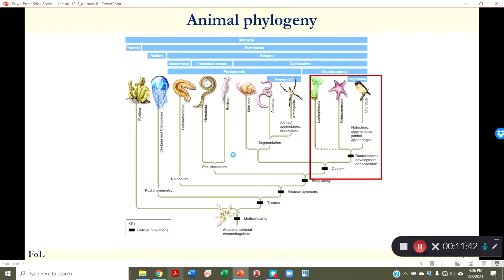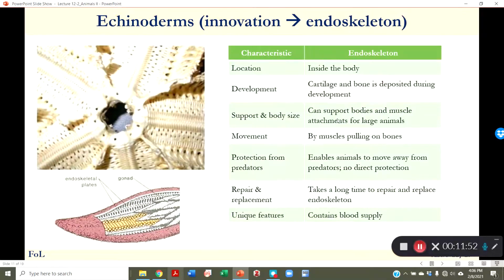Okay, so now we get into the next group, which is our tunicates. Oh, I'm sorry, before we get to tunicates, echinoderms, like sea stars. That's when we first start seeing a skeleton on the inside, or an endoskeleton. These develop when cartilage and bone is deposited just during development. And what happens with internal skeletons is that they can support much larger bodies and more powerful muscle attachments. Movement occurs by muscles pulling on those internal bones.